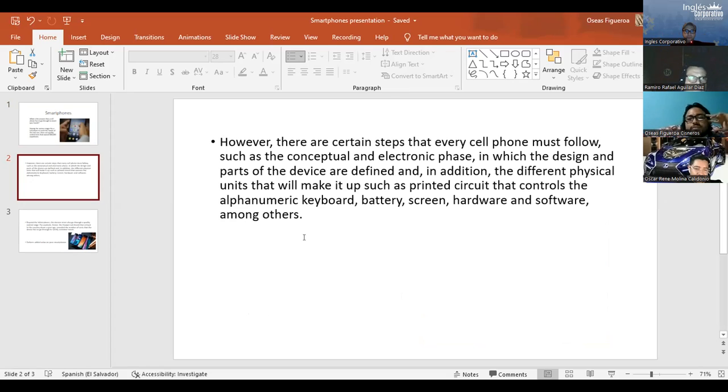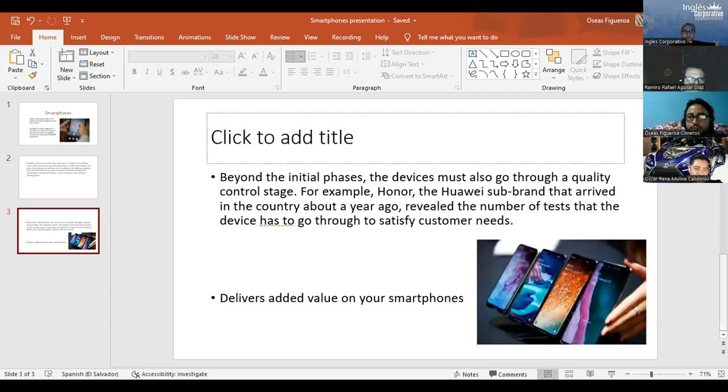However, there are certain steps that every cell phone must follow, such as the conceptual and electronic phase, in which the design and parts of the device are defined, and in addition, the different physical units that will make it up, such as the printed circuit that controls the alphanumeric keyboard, battery, screen, hardware and software, among others. So now continue, my friend Blanca.